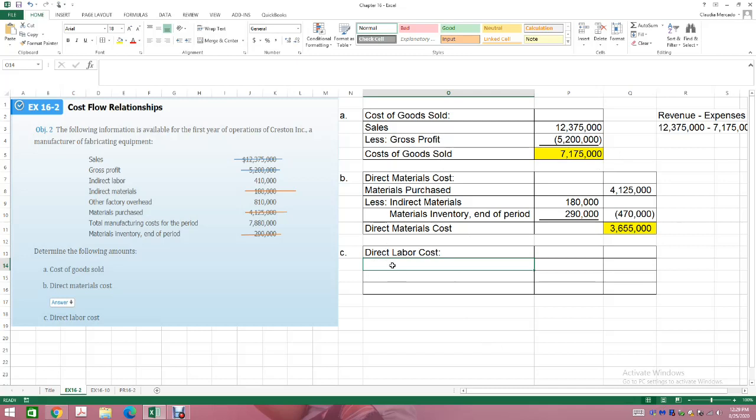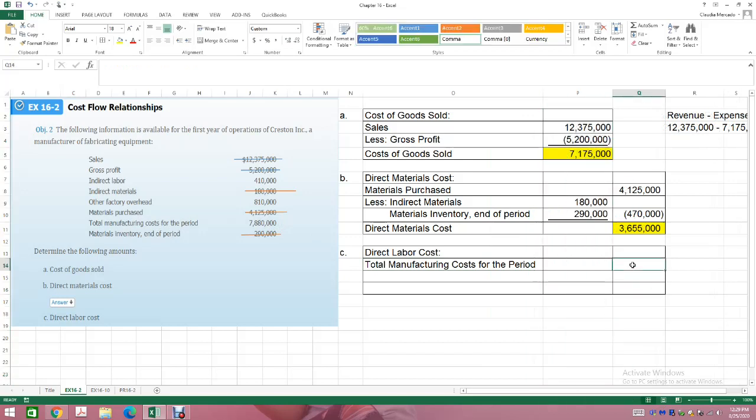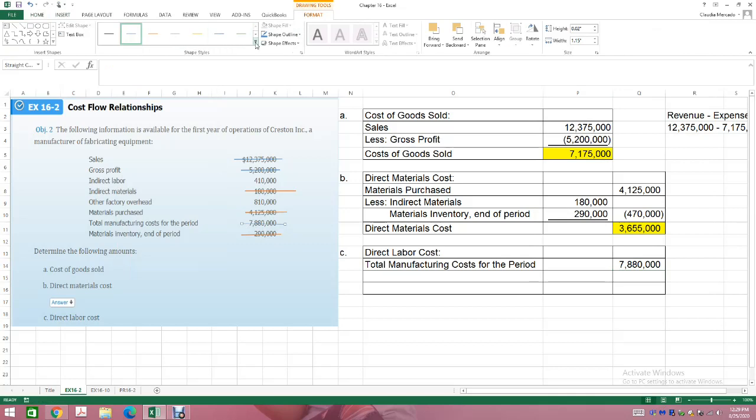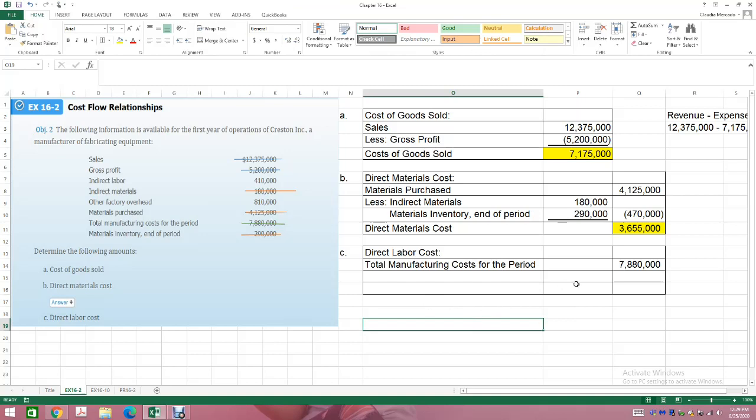Well, we're going to start off with our total manufacturing cost for the period. Okay. And my total manufacturing cost for the period was $7,880,000. Okay. I've already used that one, so I'm going to mark that off. Okay. Now, what does this total manufacturing cost for the period represent? That includes all of your costs, your materials, your labor, and your overhead. That is how much you spend during the period for manufacturing. $7,880,000.